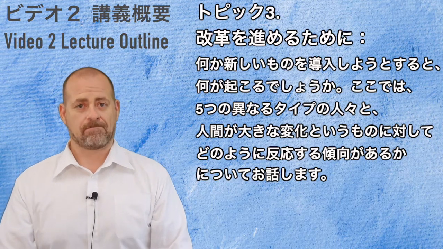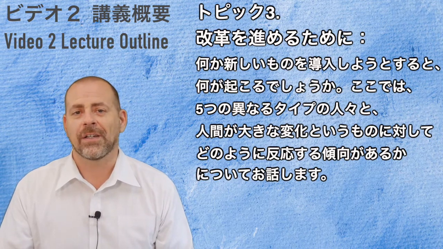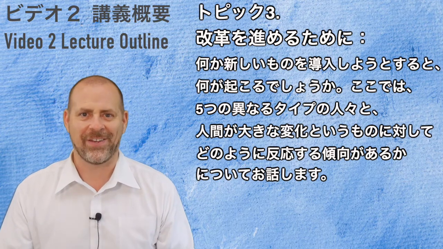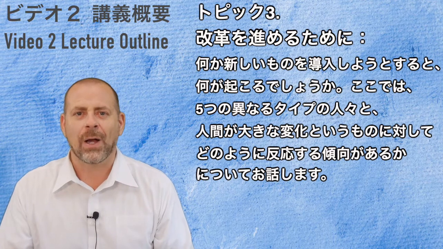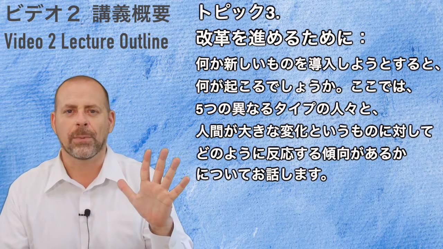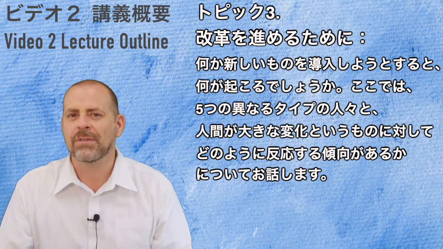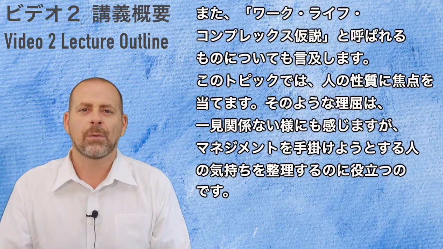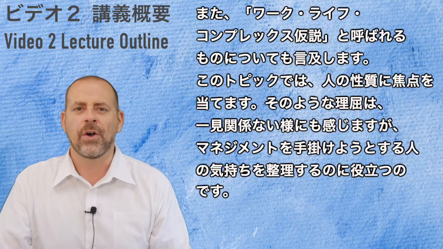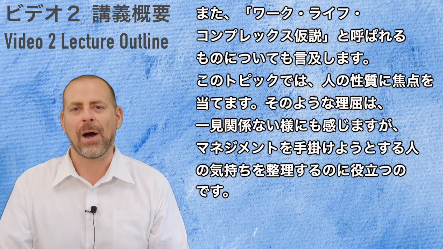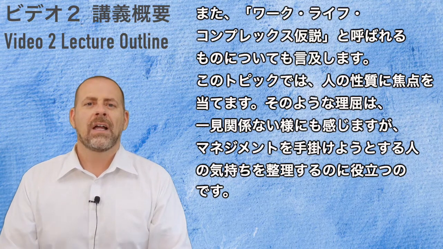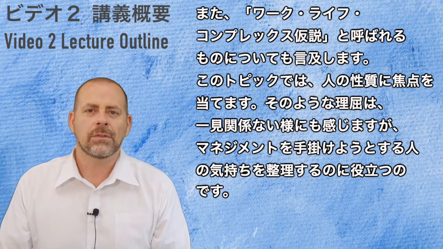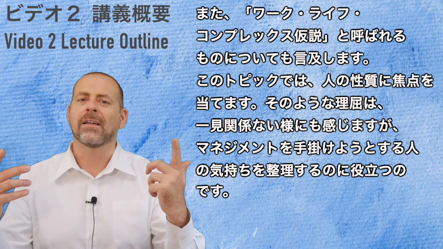Topic 3, innovation, rather diffusion of innovation. What happens when we try to implement something new? I will talk about 5 different types of people and how they tend to respond to change. I will also mention something called the work-life complexity hypothesis. This topic will focus on the nature of people, and the knowledge will help you to organize your manager's mind.